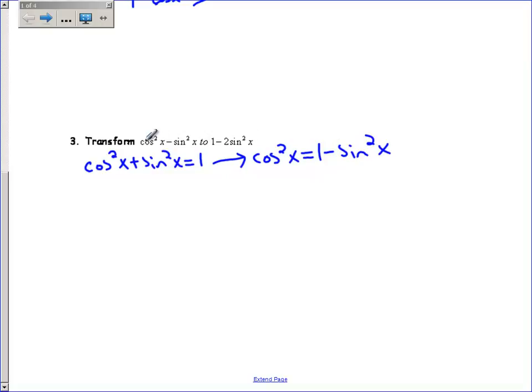Now, why would I do that? Because I am told to transform this into something that doesn't have a cosine in it at all. So I need to substitute for that cosine squared. Instead of that cosine squared, I'm going to write 1 minus sine squared x, that's a replacement for cosine squared, minus sine squared x. And let's see what happens here. These are minus sine squared, and look at that, minus sine squared minus sine squared. That is 1 minus 2 sine squared of x, which is exactly what I wanted.